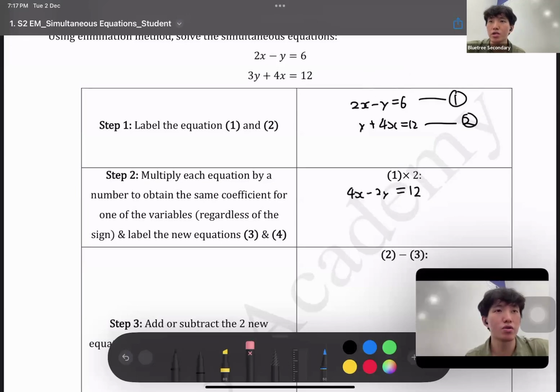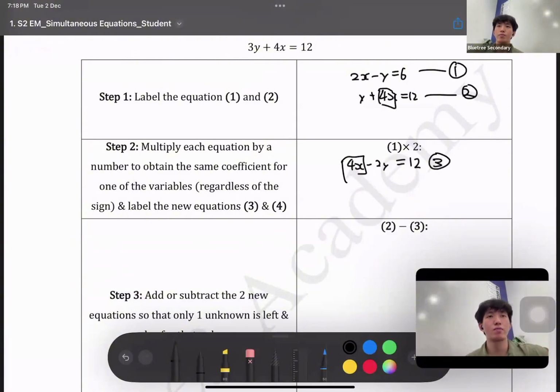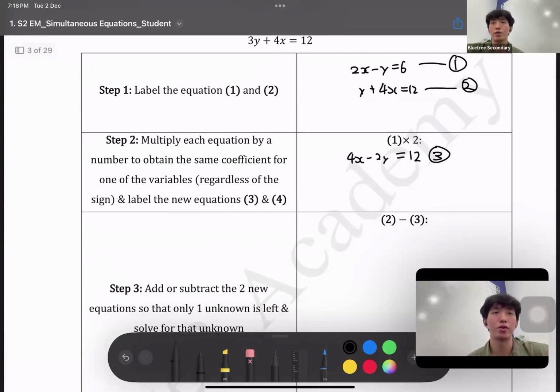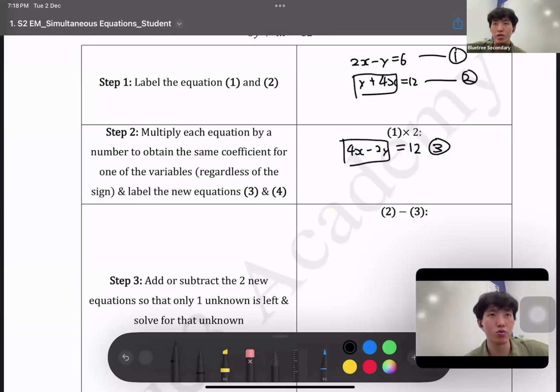Now let's think about this. We can now call this equation 3. Can this 4x cancel out 4x? Yes, right? So what do I mean by cancel out? Let's now do equation 2 minus equation 3. The way I like to think about it is left side minus left side, right side minus right side. This is the left side of equation 2, and this is the left side of equation 3. So the left side of equation 2 minus the left side of equation 3 equals the right side of equation 2 minus the right side of equation 3.